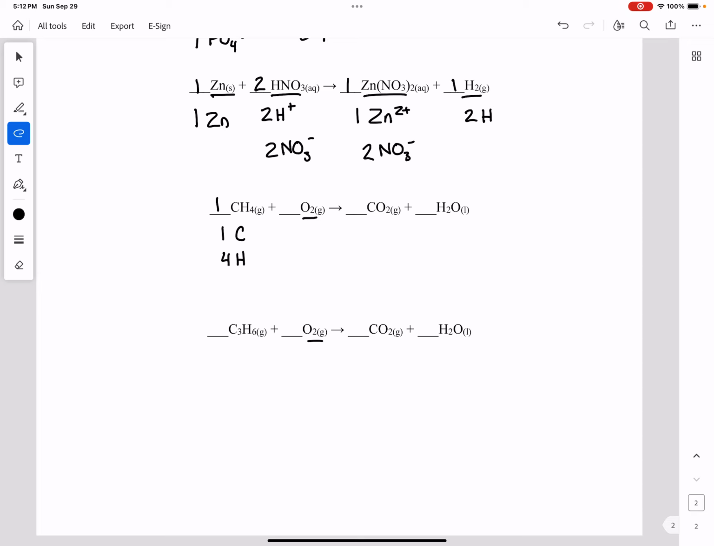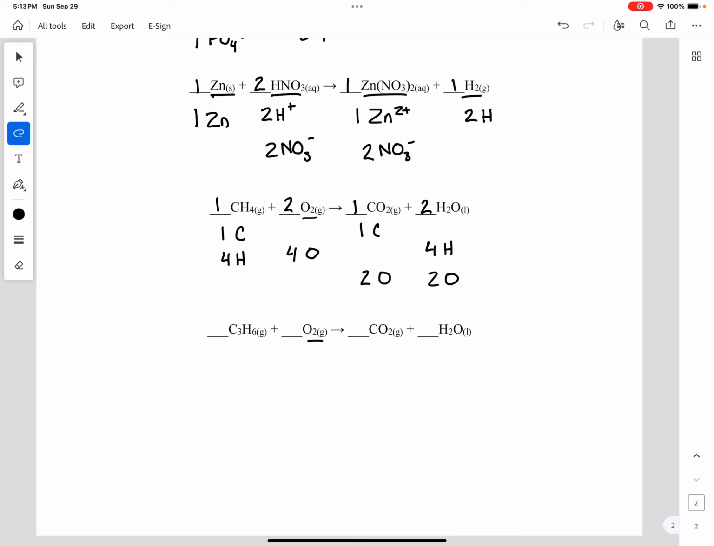So if I have 1 carbon here, I'm going to have 1 carbon there. And 2 oxygens. If I have 4 H's here, I'm going to have to give that a 2. Okay, and then that'll be 2 oxygens. So I need 4 oxygens total. That means that I have to give my O2 a 2, because that's 4 oxygens. Okay, now everything is balanced.